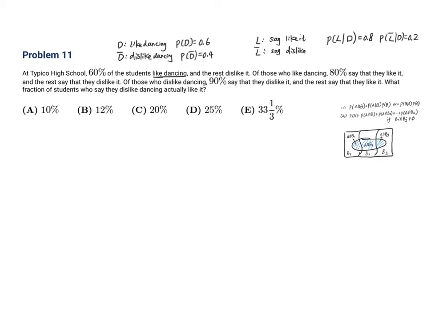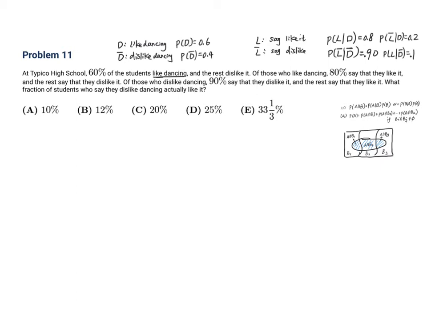Let's continue to read. Of those who dislike dancing, 90% say they dislike it. Therefore, out of those D bar, we know L bar, dislike, is 90%. Which means the probability of L given D bar is going to be 0.1.